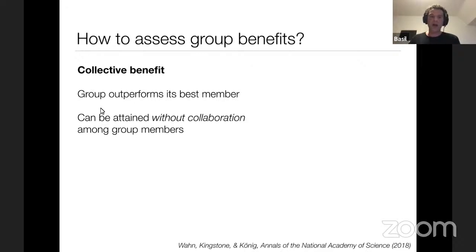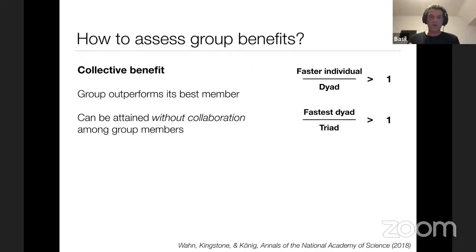The group outperforms its best member. And in principle, it can be attained without collaboration among group members. The participants may attain a collective benefit even if they do not divide the labor. So how do you now assess a collective benefit?